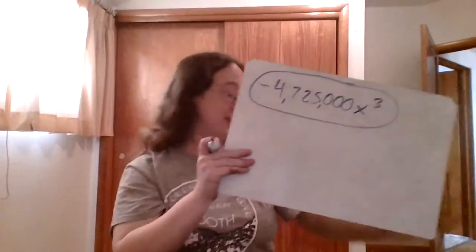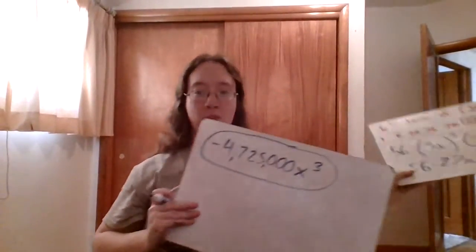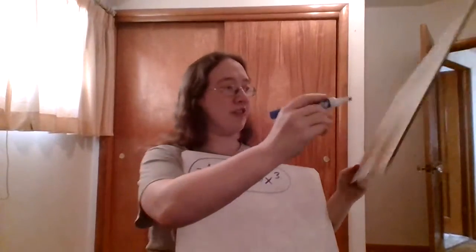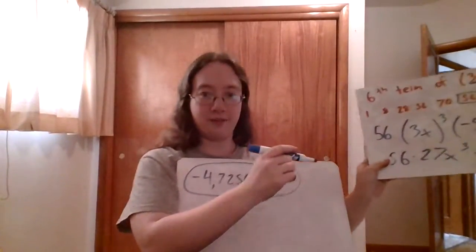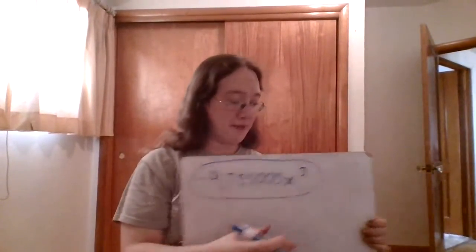Now you may notice that one didn't end up with anything to the 5th at the end, and that's because the only thing we were taking to the 5th there was just a number. That was just a negative 5 to the 5th, so that exponent disappeared. So it's okay if that happens when one of your terms of your binomial is just a number.